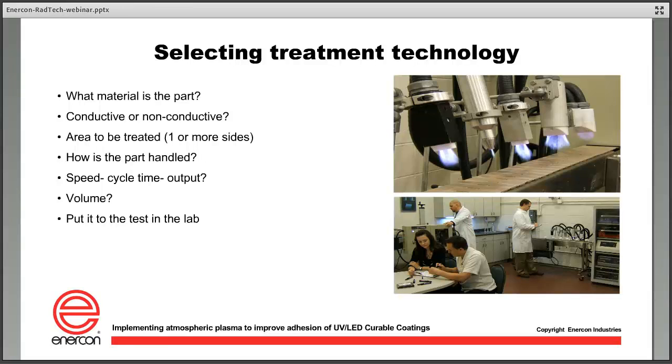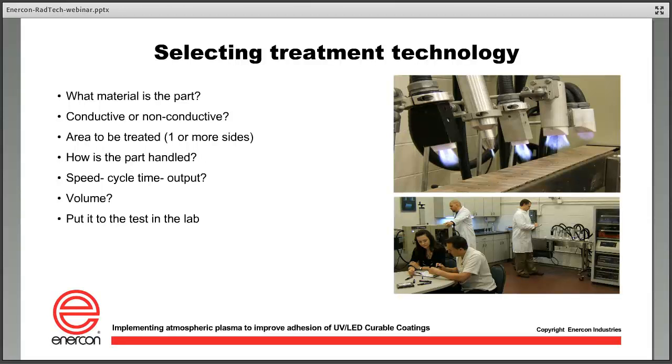The area that needs treatment. Are we bonding a needle into a needle hub? Is it a very, very tiny area that needs to be treated prior to the UV adhesive applied, or are we treating the side of an airplane, or are we doing something in between? You'll see lots of different head designs, and some of them are more conducive to different types of applications than others. How is the part handled? A lab style, a turntable, a conveyor, all applications that you can overcome with different technologies.